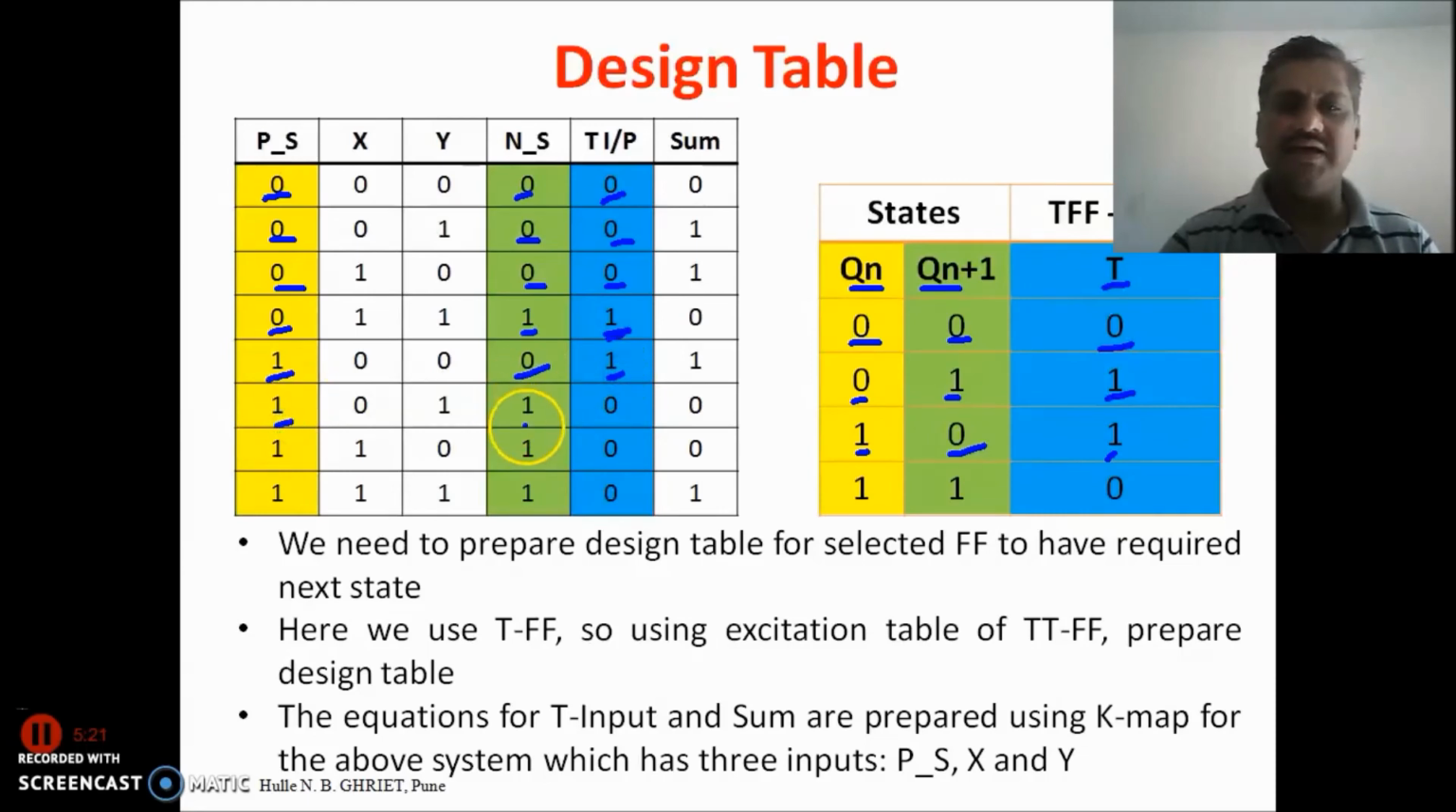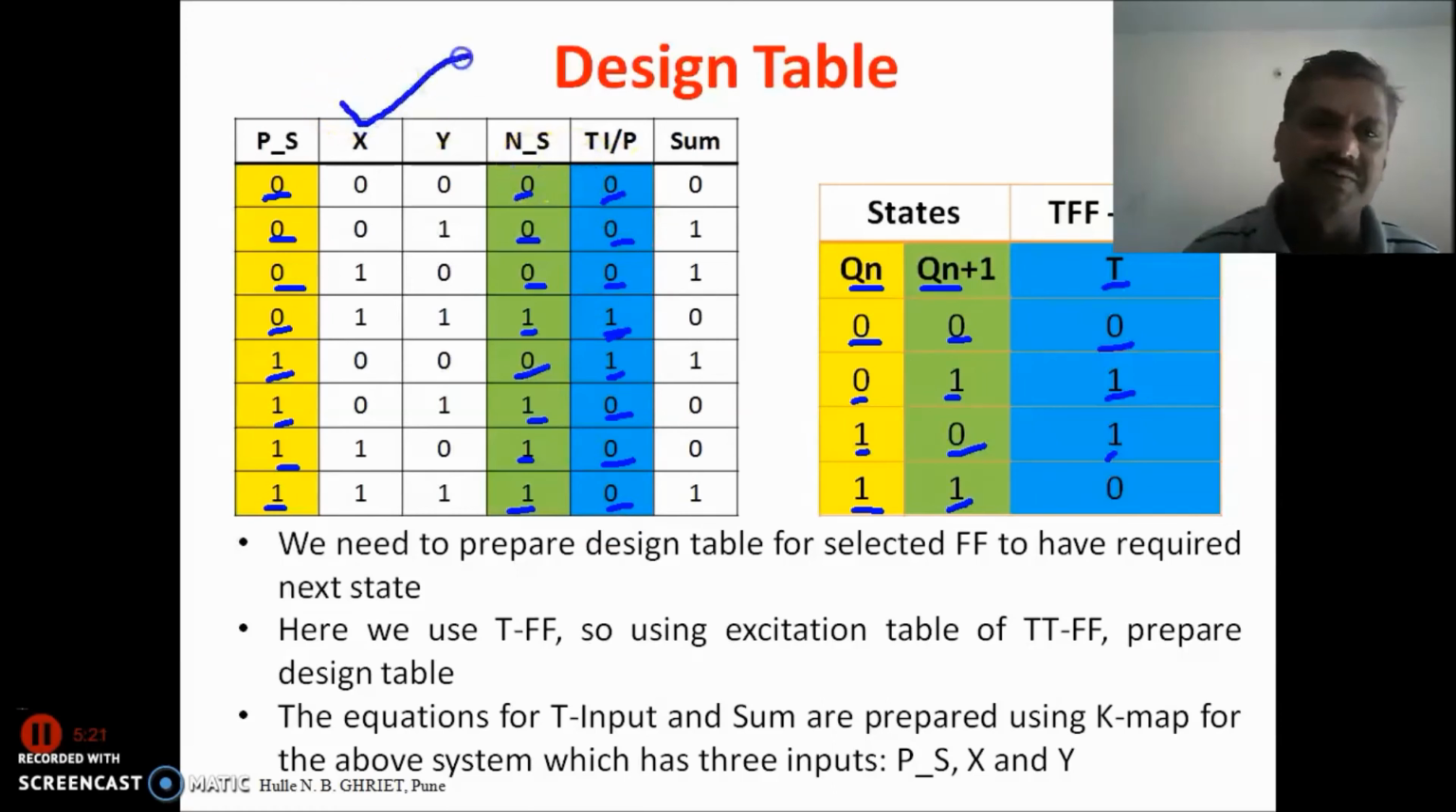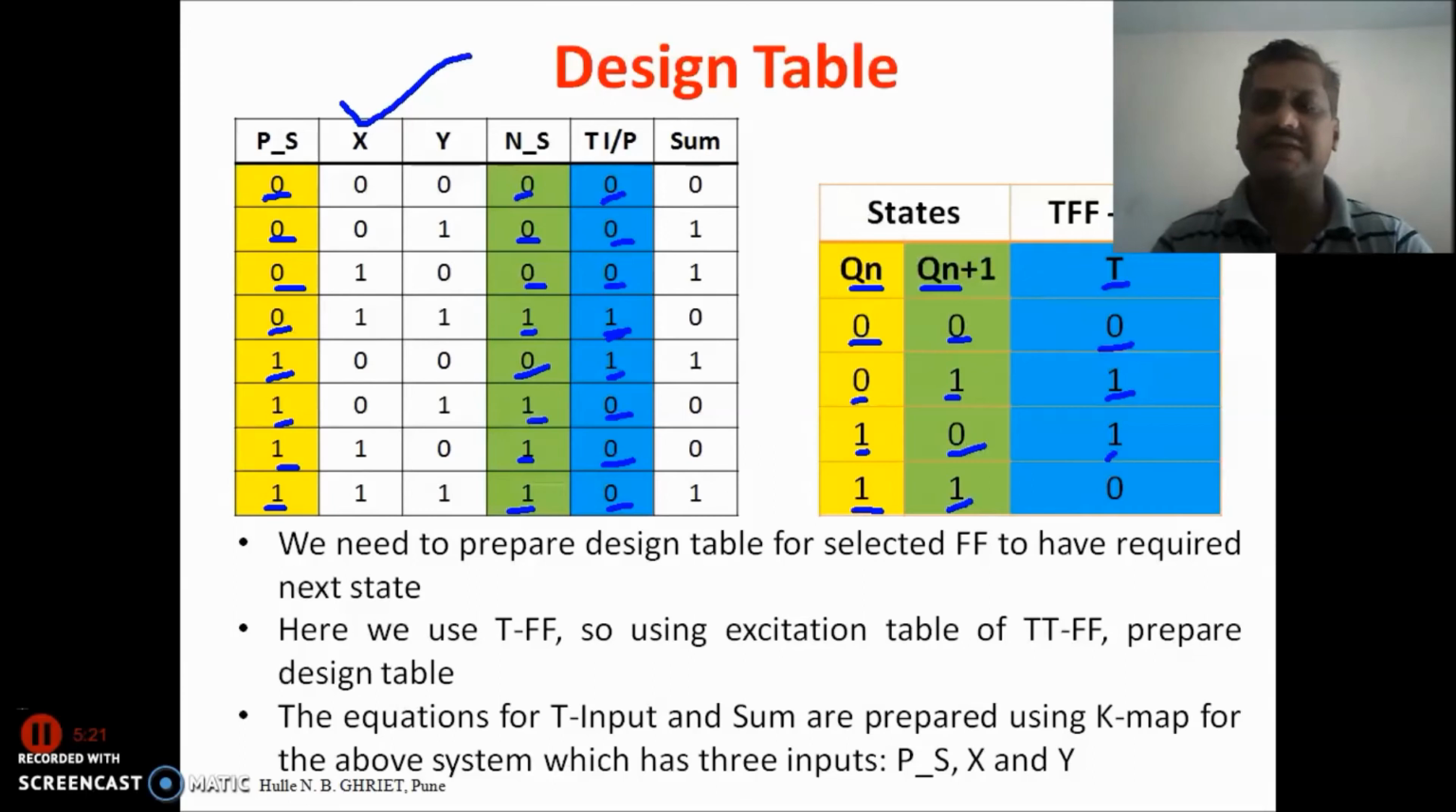For present state 1 and next state 1, the input applied should be 0. Means here we are preparing this particular table, and this table is known as the design table, and using this table we are preparing the final equations using the K-map.